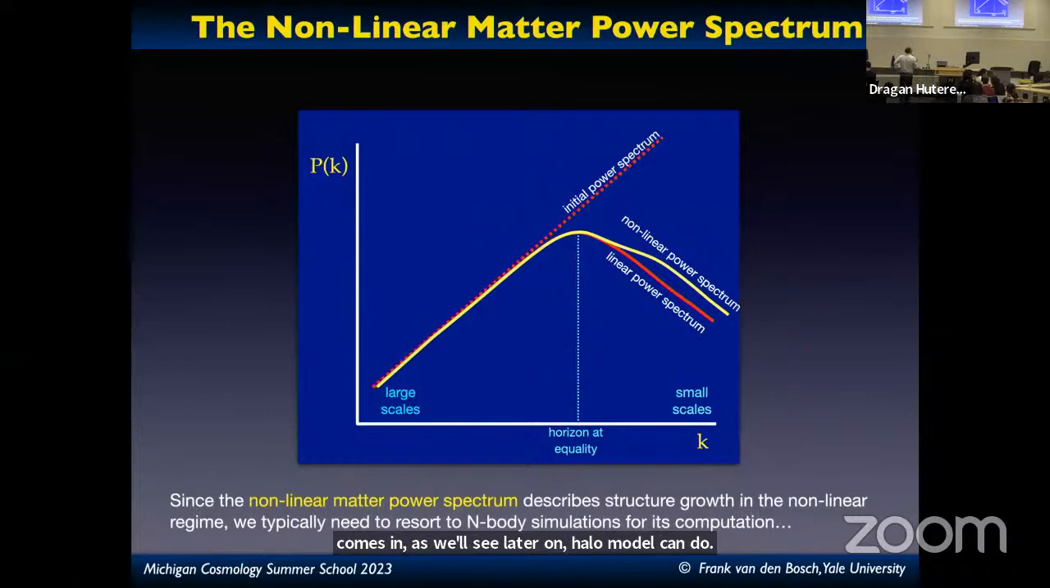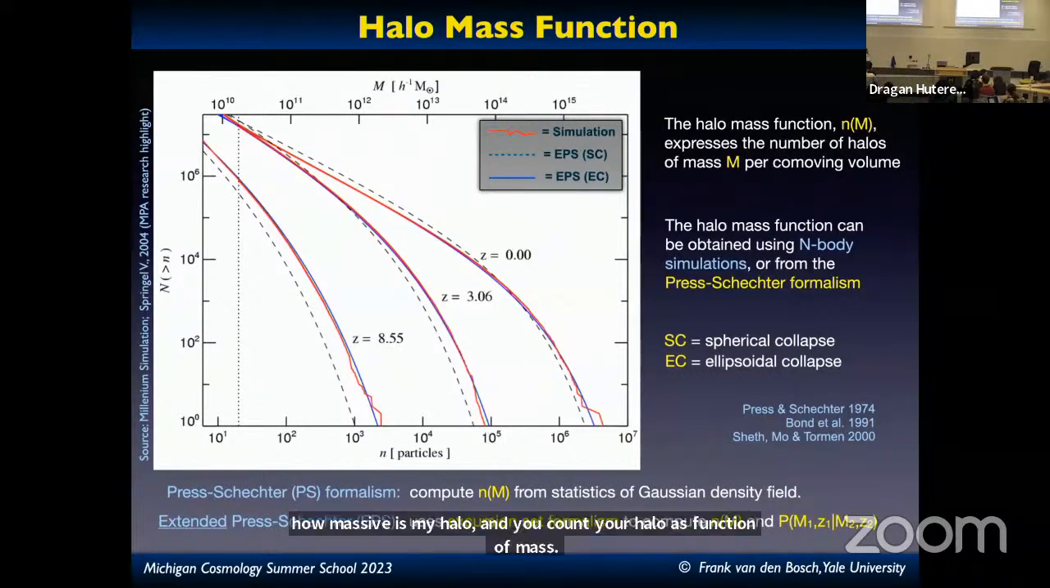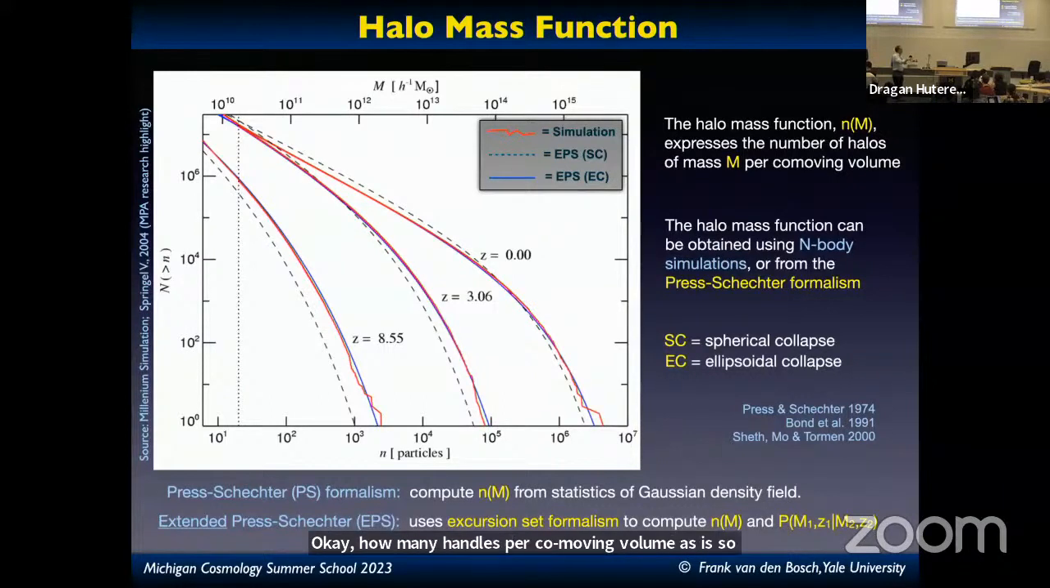All right. So typically we use N-body simulations, and they show us that what happens is you form halos. So you go to your N-body simulation, dark matter only, no baryons for now, please. Okay. Baryons make everything complicated. Dark matter, nice. Gravity. Collapse, halos form. You go into your simulation and you just go and count halos. You run a halo finder, and you ask how massive is my halo, and you count your halos as a function of mass. Okay? How many halos per comoving volume as a function of mass? Here's the number. That's basically called the halo mass function.